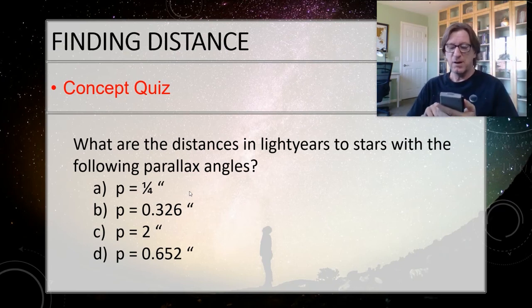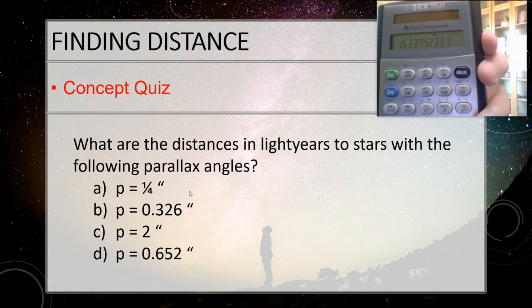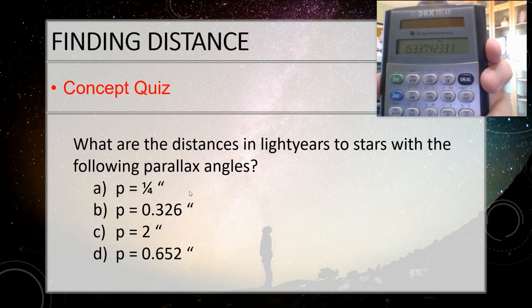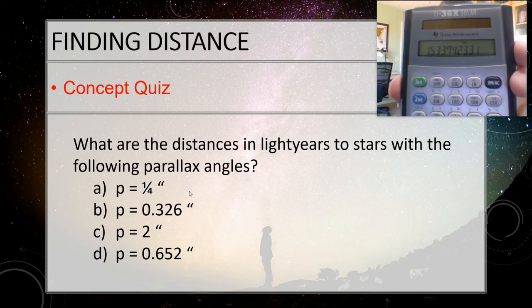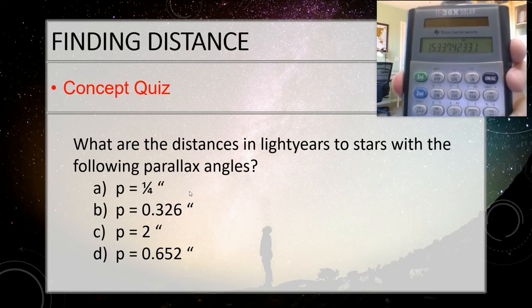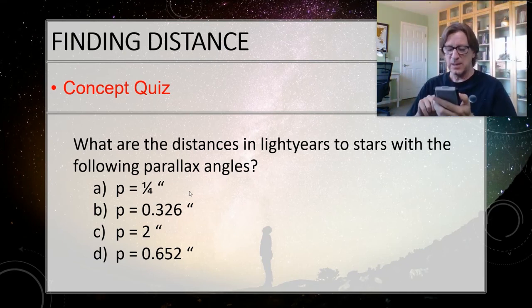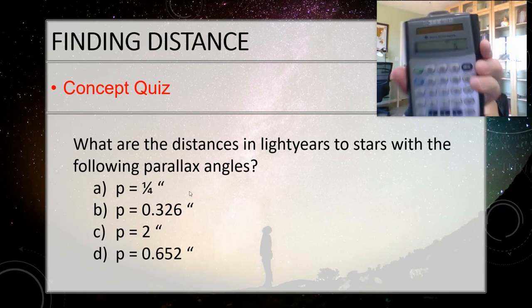All right, and the last one. So 1 divided by 0.652, I get 1.53 parsecs. Notice that the 1.533 doesn't round up because it's less than 5. So I've got 1.53 parsecs, and then I'm going to multiply by 3.26, and I get 5 light years.